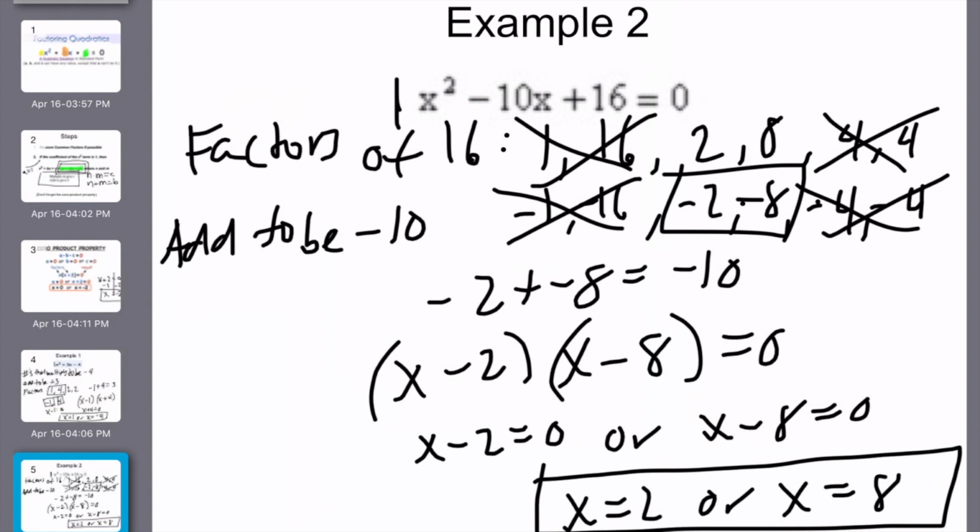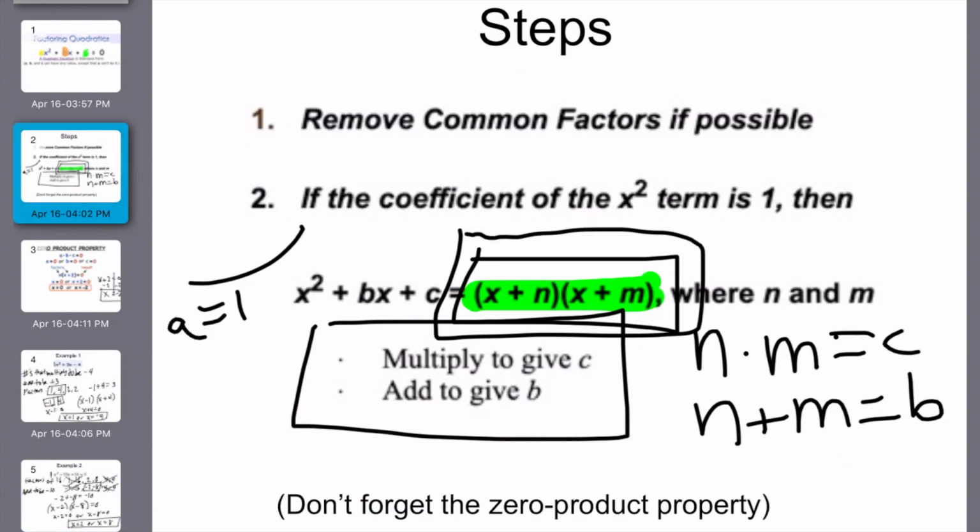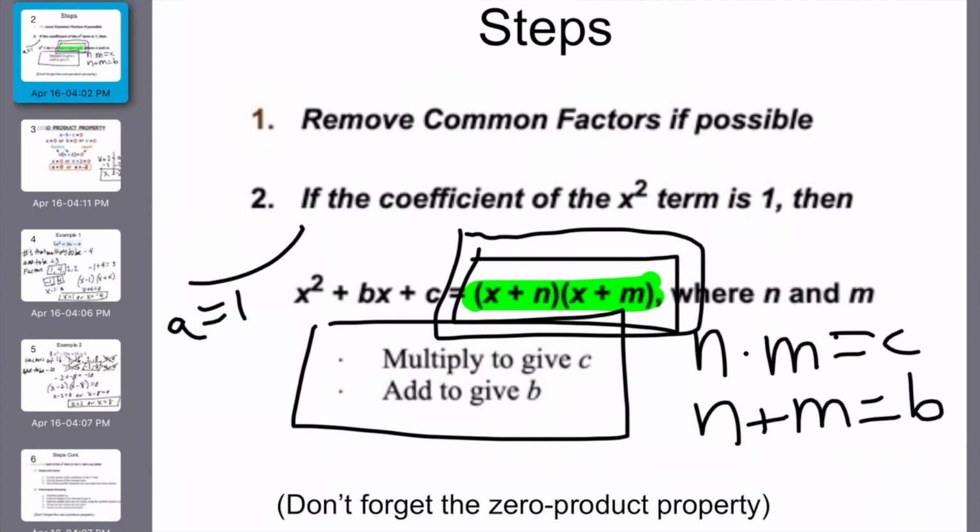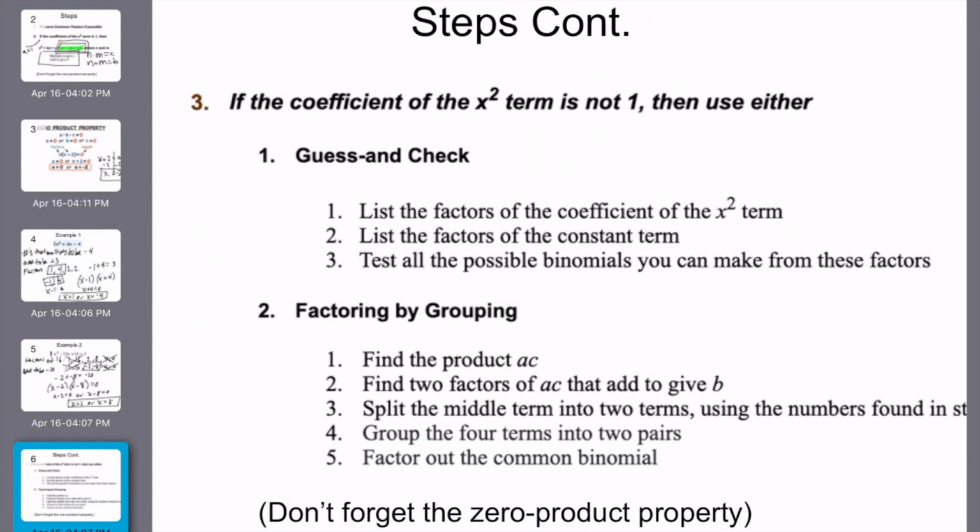Okay, so going back to our steps here, the first thing that we need to remember is to remove common factors if that's possible. That's the very first thing that we have to do. But then, if the coefficient of x squared is not 1, if our a is not 1, so a doesn't equal 1, then use either the guess and check method or factoring by grouping.